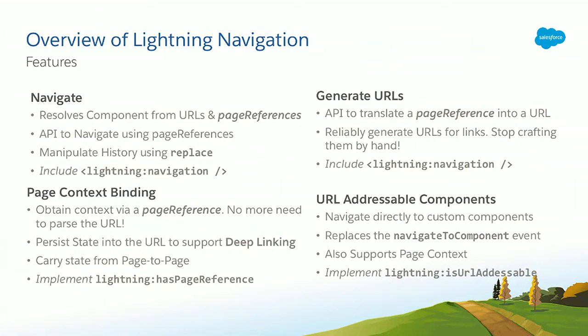And finally, we have URL addressable components. Some of you may be using navigate to component. This is a more formalized definition of how to navigate to a particular component. With navigate to component, it's a base64 encoding of the code. It can be like 1,000 characters long if you send a link to somebody else. So this is a much more human readable way of handling this. And it also will support the page context interface.